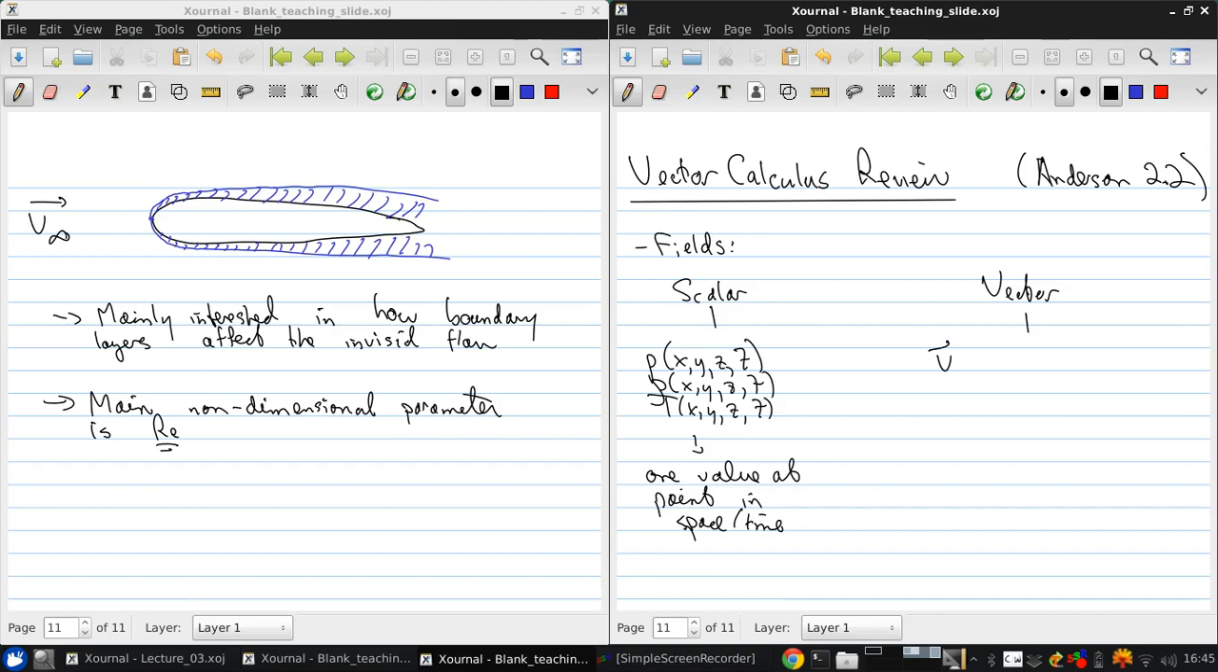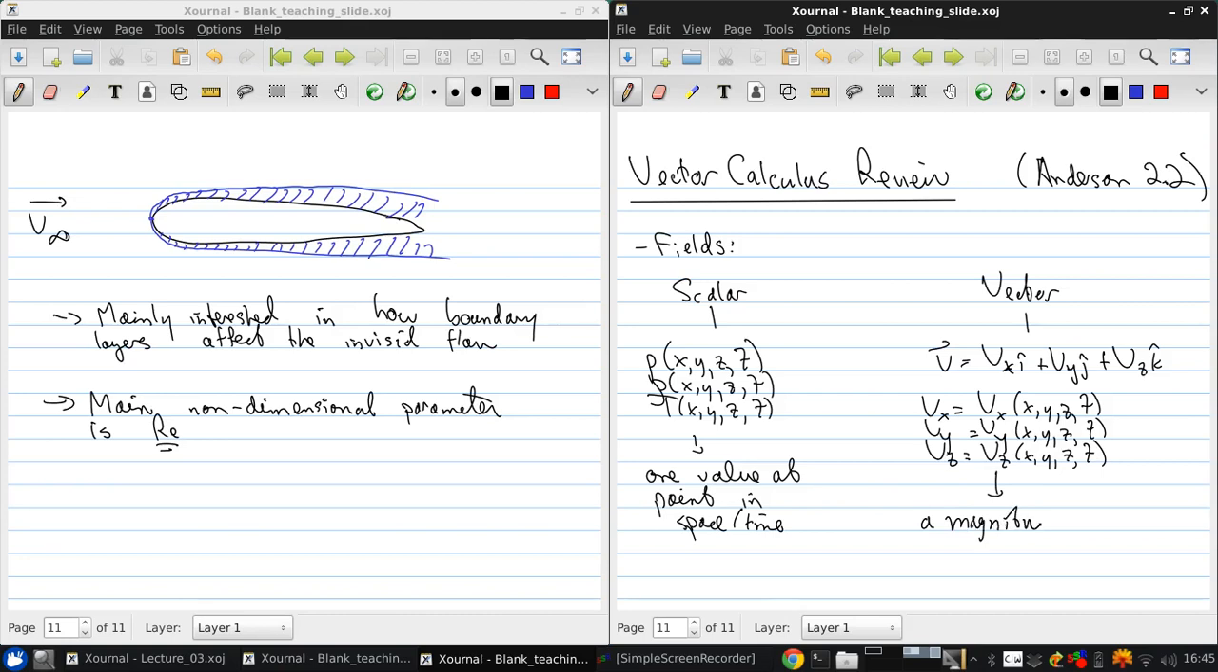Vector fields, a classic example would be velocity. We have vx i plus vy j plus vz k. Okay? And each of these, vx, is a function of x, y, z, and t, as is vy and vz. So we have a magnitude and direction, a vector, at each point in space and time.